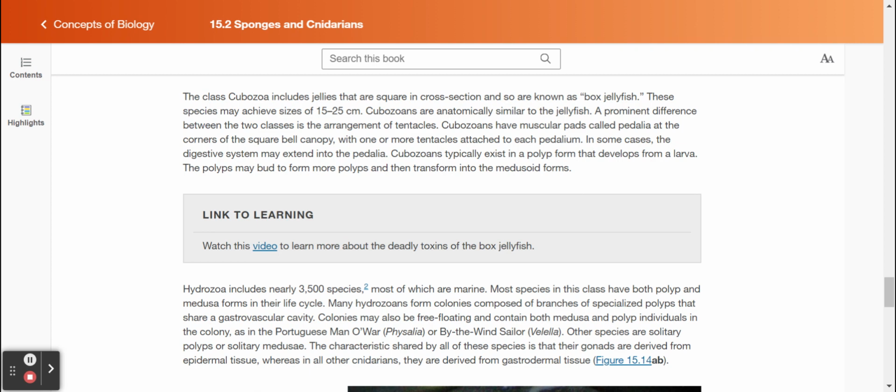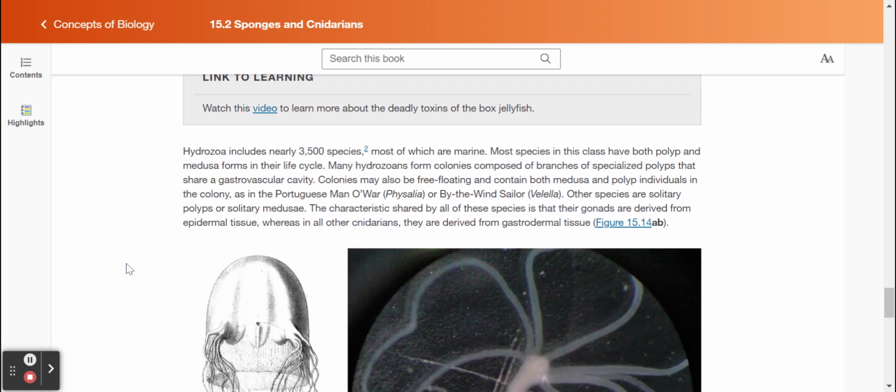Cubozoans typically exist in a polyp form that develops from a larva. The polyps may bud to form more polyps and then transform into the medusoid forms. Hydrozoa includes nearly 3,500 species, most of which are marine. Most species in this class have both polyp and medusa forms in their life cycle.